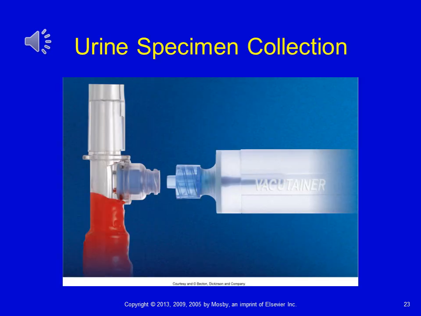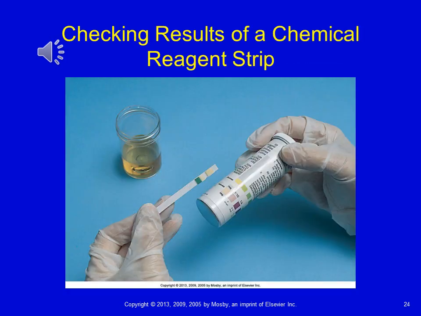The nurse collects random, clean, voided, or midstream, sterile, and timed specimens. The method of collection varies according to the patient's developmental level and the specimen ordered. Here you see a care provider checking the results of a chemical reagent strip dipped in urine. For a quick screening, perform certain portions of the urinalysis with special reagent strips. Dip the strips into the urine and observe for a color change and the time interval designated on the package.